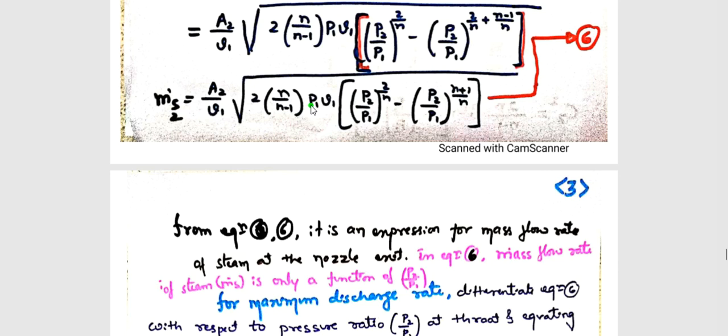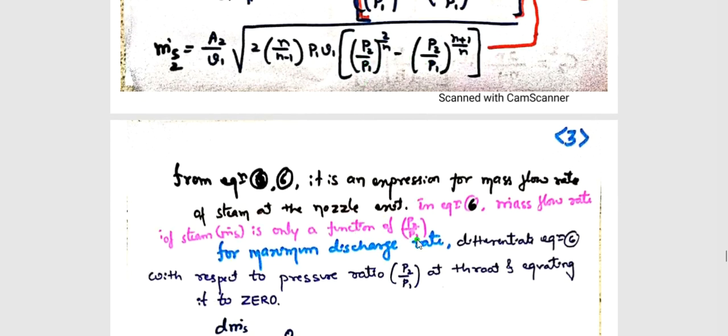But the intermediate properties within the system we cannot measure. For example, velocity at exit we cannot measure. In between the nozzle, velocity and pressure we cannot measure. So this mass flow rate of steam depends on only one independent parameter, P2 by P1.